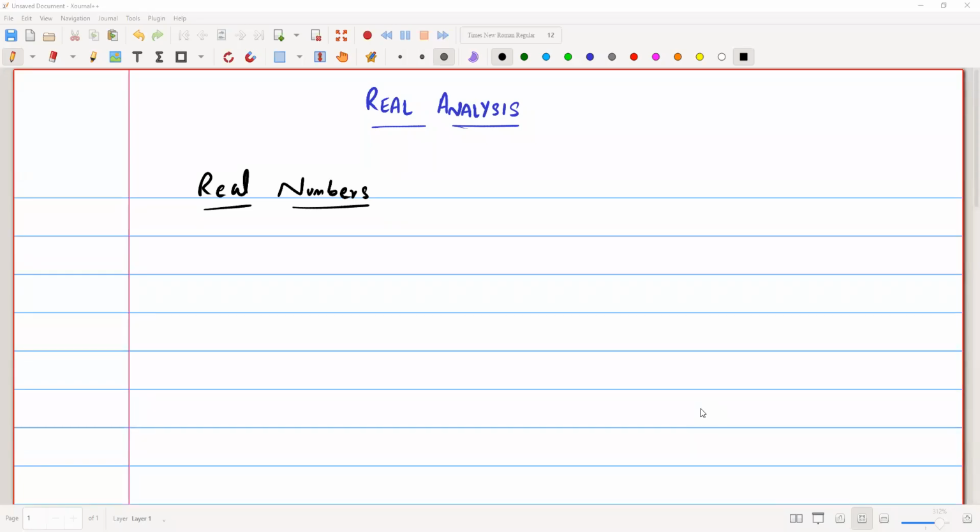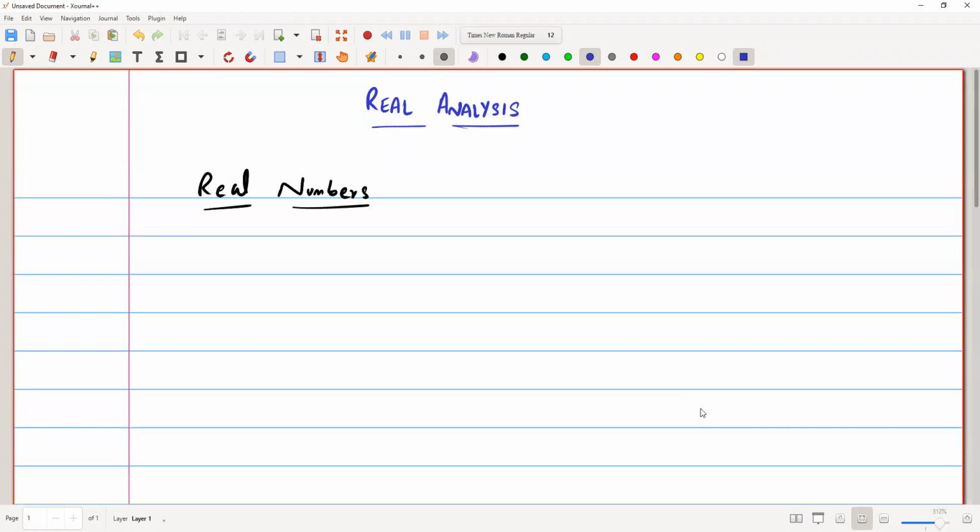Hi guys, welcome to the lesson of real analysis. In today's class we are going to start a new lecture series on the subject real analysis. So we begin our study of analysis with an investigation of the real number system. We will see some properties of the real number system, and in consideration with the properties, we will define the real numbers.